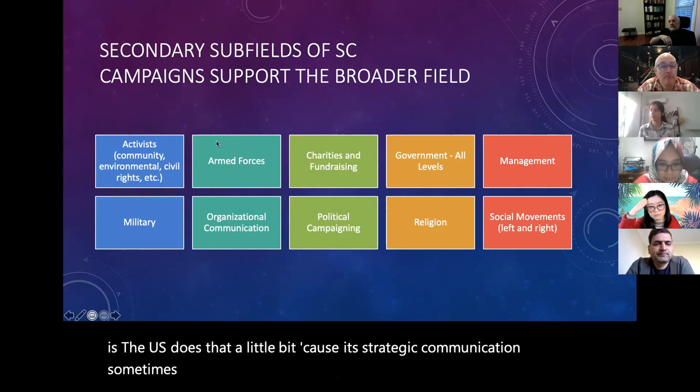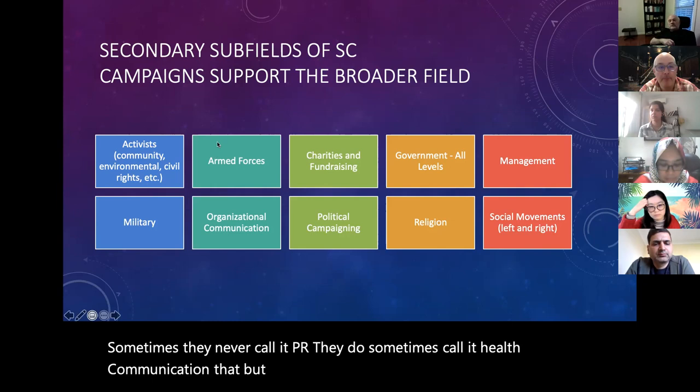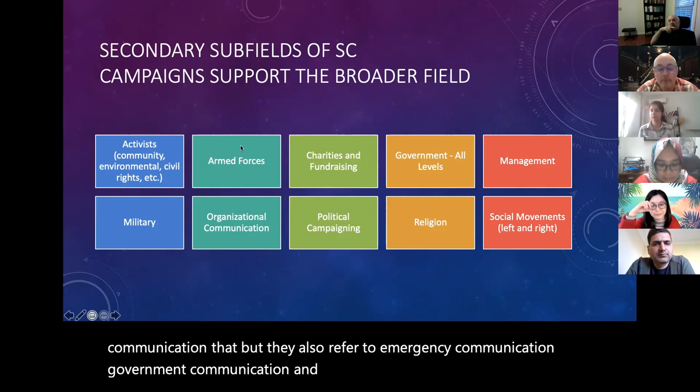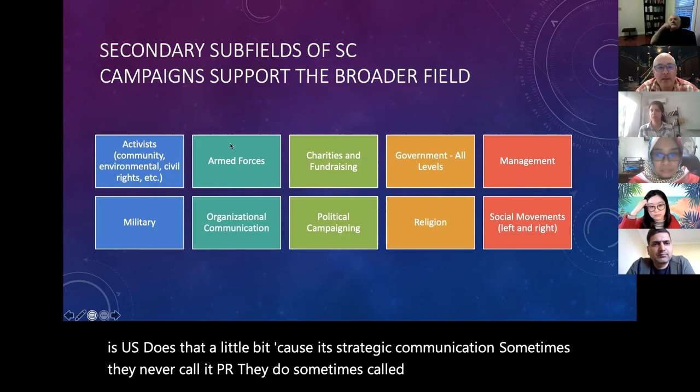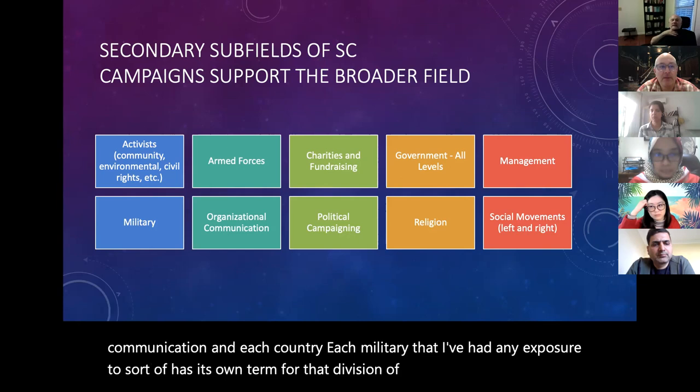They do sometimes call it health communication, but they also refer to emergency communication, government communication. And each country, each military that I've had any exposure to, sort of has its own term for that division of the military. In the US, for example, it's called public affairs or public information. Right, that's because of the Gillette Amendment, though. Pardon me? That's because of the Gillette Amendment in the US. Yeah, it's actually because of a misunderstanding of the Gillette Amendment, but yes.